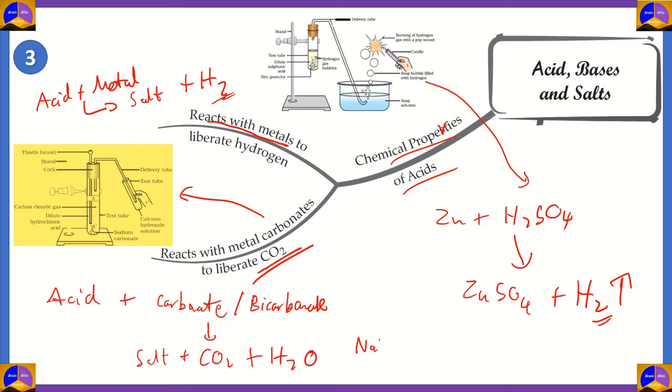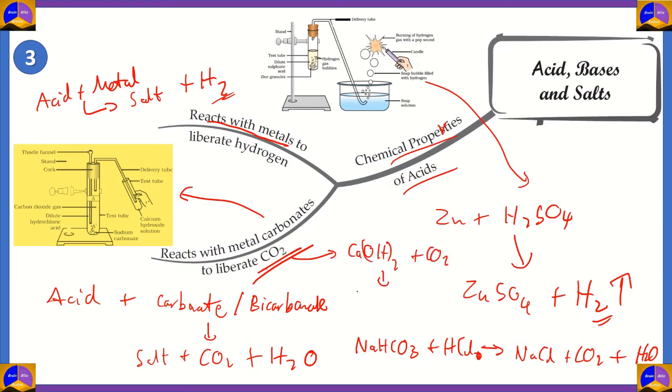So NaHCO3 plus HCl gives NaCl plus CO2 plus H2O. This is the reaction that occurs here. And if you want to find out if carbon dioxide is liberated, just pass it through calcium hydroxide. Ca(OH)2 plus CO2 gives you calcium carbonate, and the calcium carbonate precipitate gives a milky appearance. So lime water turns milky because of the formation of the precipitate of CaCO3.